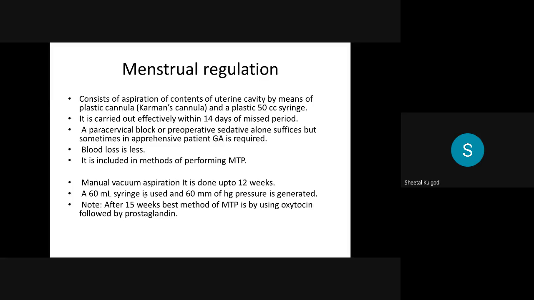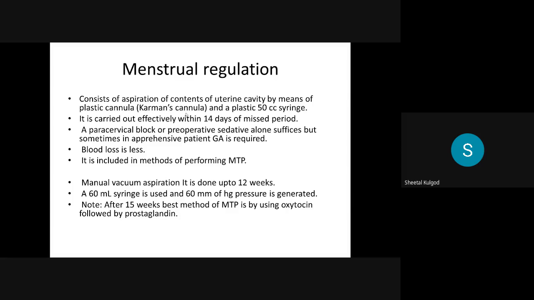Manual vacuum aspiration is done up till 12 weeks. A 60 ml syringe is used here, and a 60 mm of mercury pressure is generated when we use this particular MVA, which is short for manual vacuum aspiration. And it is important to note that after 15 weeks, the best method of MTP is by using oxytocin followed by prostaglandin drugs rather than any of these surgical procedures.